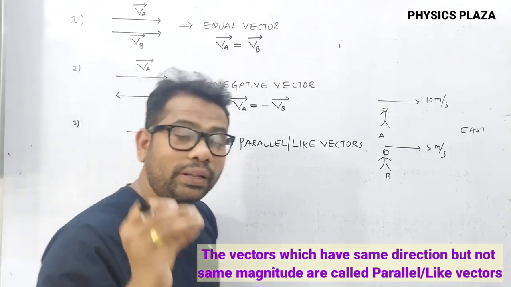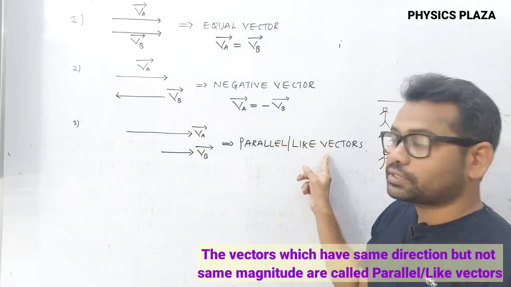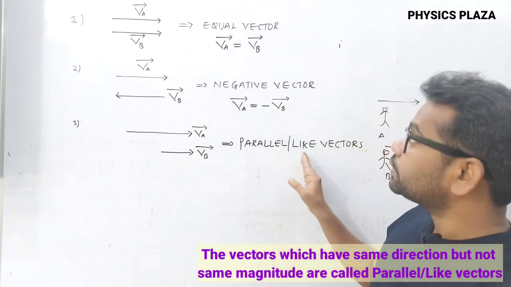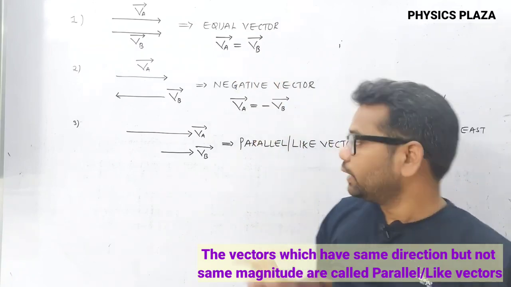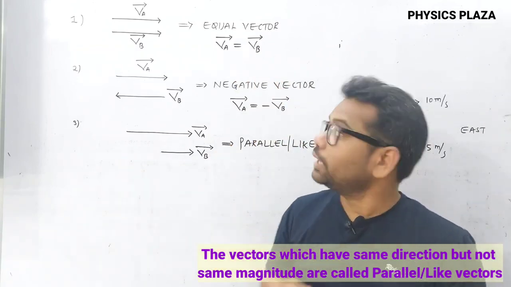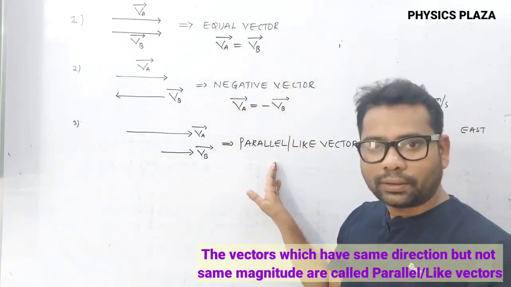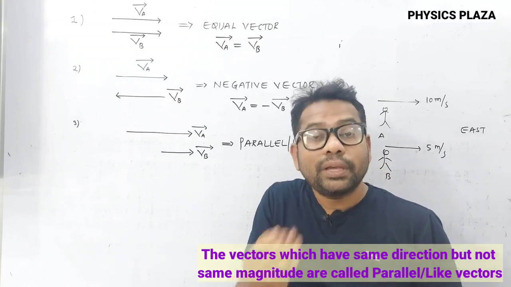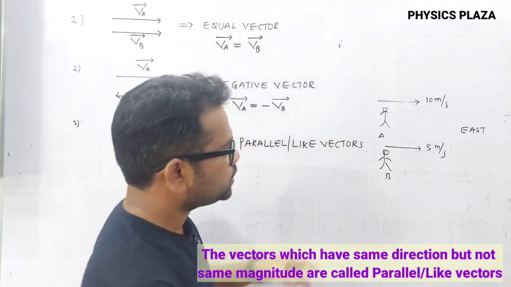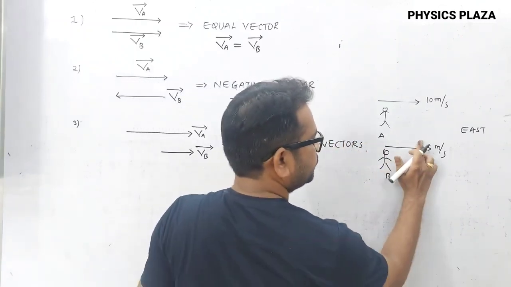All equal vectors are parallel or like vectors, but all parallel or like vectors cannot be equal. Why? The direction is same but magnitude is different. Let me repeat once again. All equal vectors are parallel vectors only, but parallel vectors cannot be equal vectors. Is it clear? Fine.